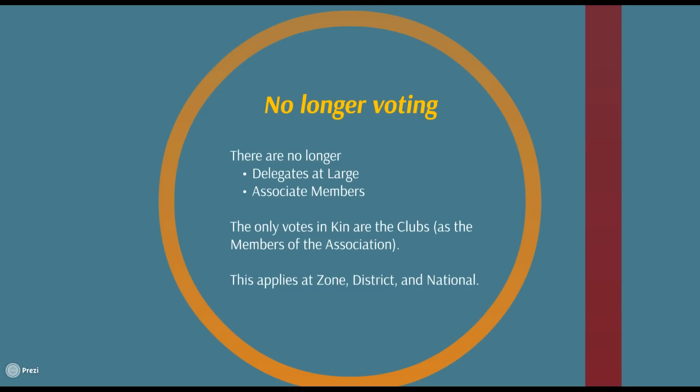The final significant change is that delegates at large no longer exist, nor do associate members. The only votes in the decisions of the association at the zone, district, and national levels are those of the clubs, as cast by the accredited delegates selected, and recorded in the minutes of a regular meeting.